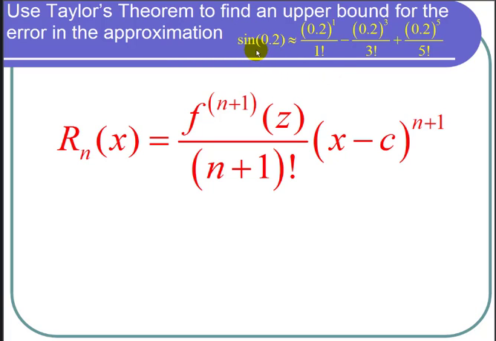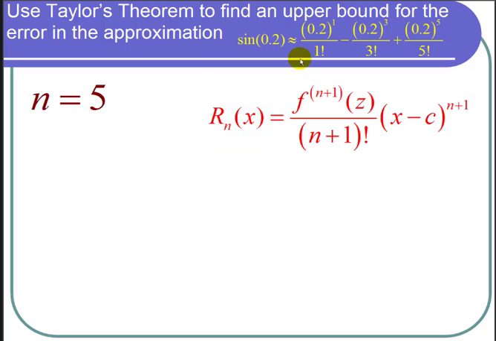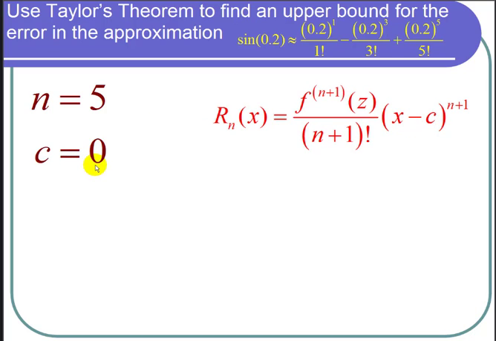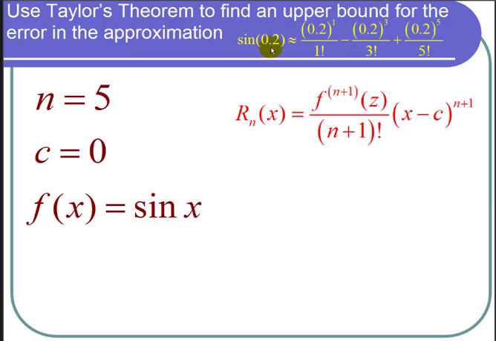So first, we're looking at a Taylor polynomial for the sine, and we can think of this as sine of x is x to the first over 1 factorial minus x cubed over 3 factorial plus x to the fifth over 5 factorial. And we see that we have a fifth degree polynomial. So that means n is equal to 5 here. Next, notice that it's just x to the first and x cubed and x to the fifth. It's not x minus a number, so that's just x minus 0. So c equals 0.